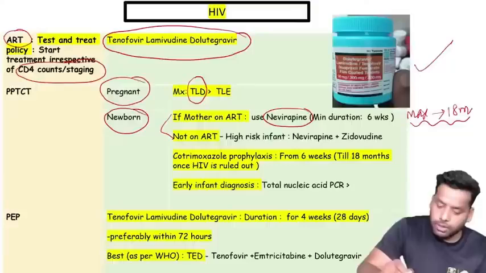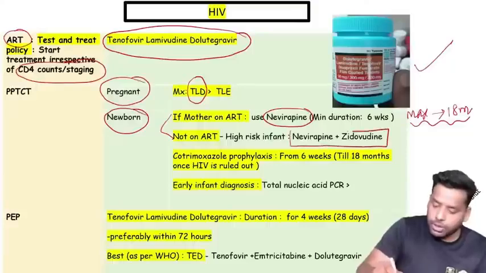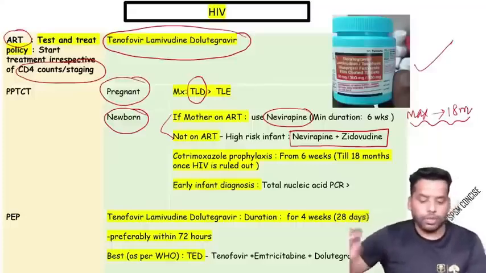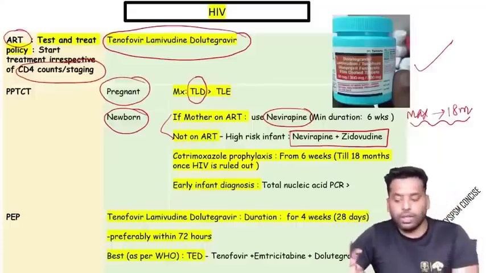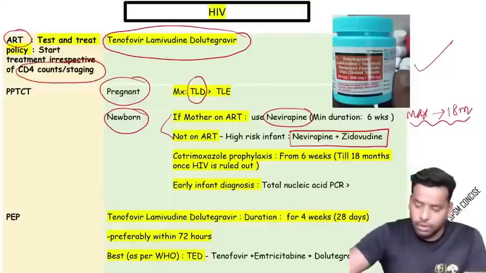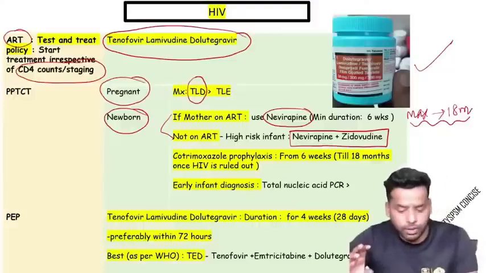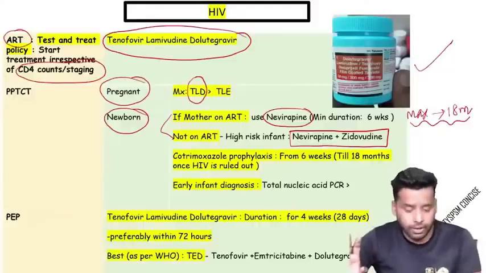If the mother is not on ERT, 2 drugs have to be used for the high risk infant. What are the 2 drugs used if the mother is not on ERT? Nevirapine plus zidovudine. Yes, that is for the high risk infant.